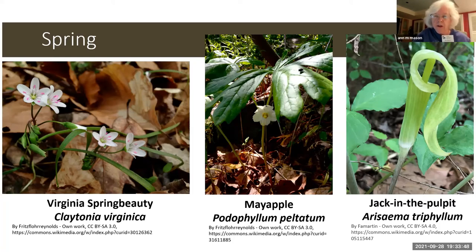My third is a jack in the pulpit. Now, this is not necessarily an ephemeral because you can still see them now. It's a member of the arum family and it is pollinated by small flies. You'll see the flowers in March through June, and the seeds of the jack in the pulpit will come out in the fall. We'll have another picture of that in our fall sequence.